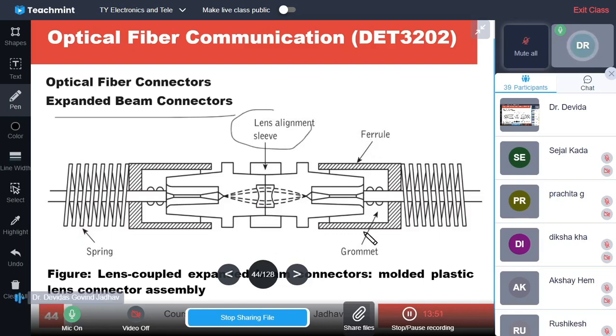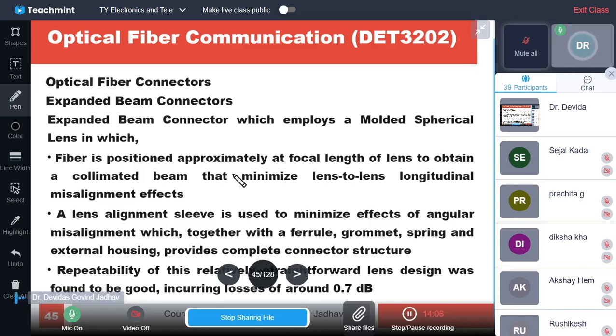There is a ferrule, there is a grommet, there is a spring to make the adjustments angularly and displacement wise, also for the lens. And very micro adjustments can be done for the alignment in the expanded beam connectors to have the perfect alignment and minimum loss.